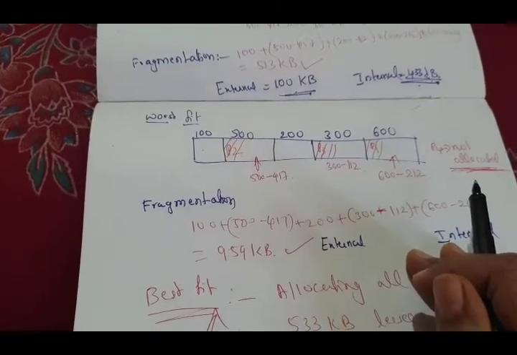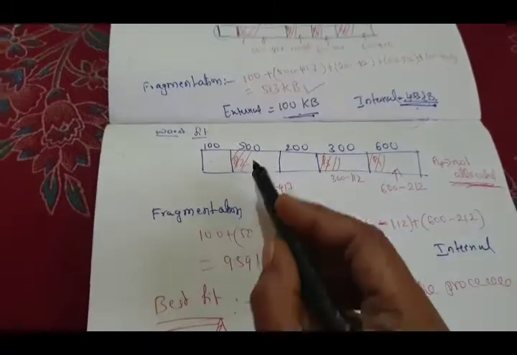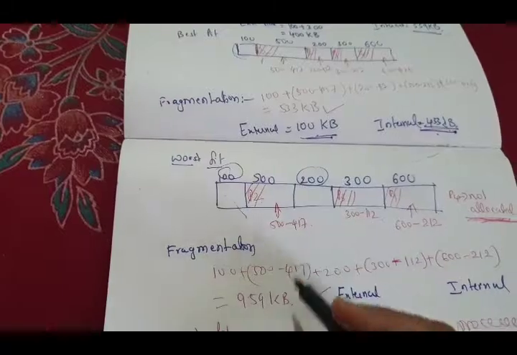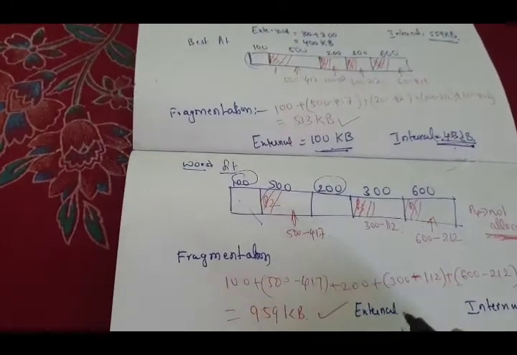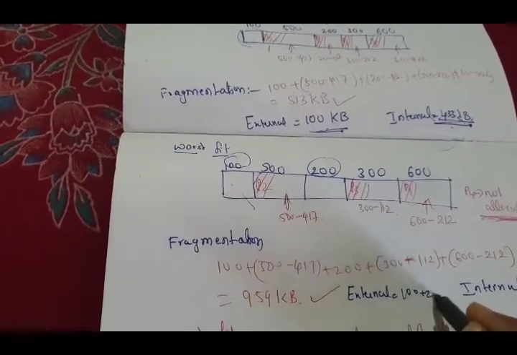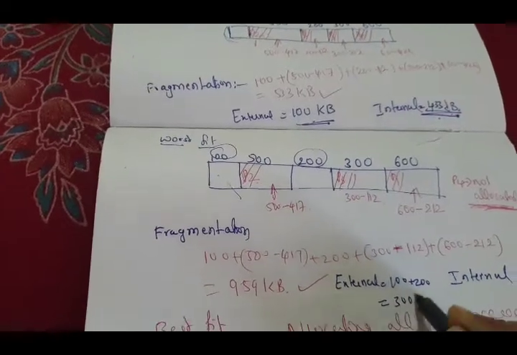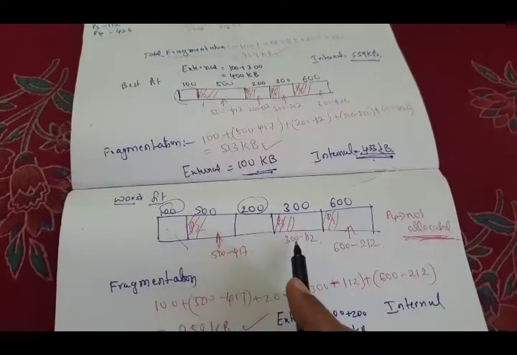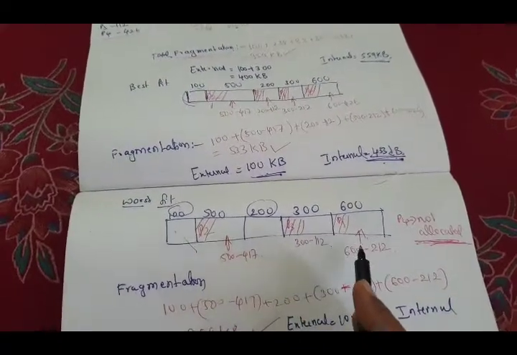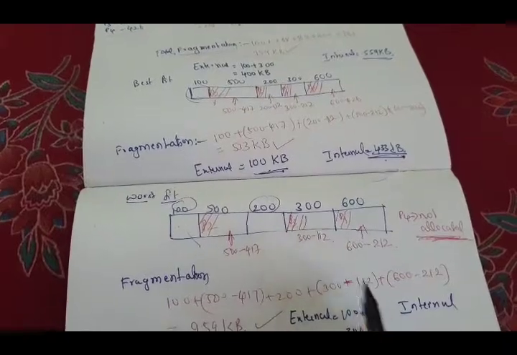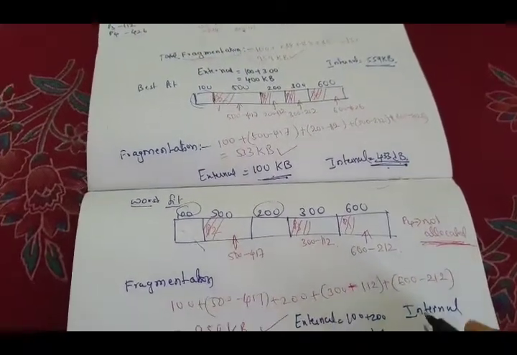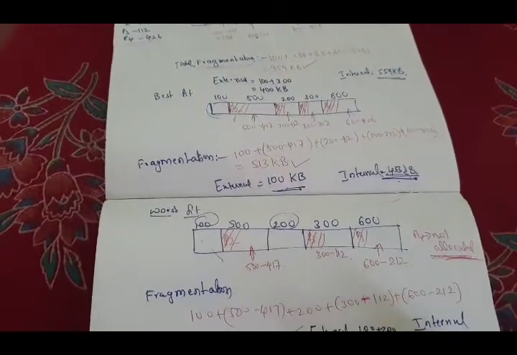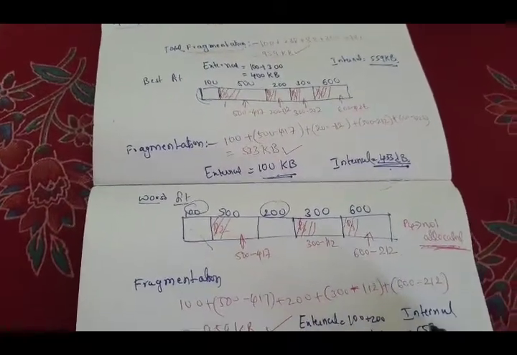Similarly for the worst fit, we are left out with two blocks, this 100 KB block and this 200 KB block. So external will be 100 plus 200, a total of 300 KB of external fragmentation. Internal fragmentation is 500 minus 417, plus 300 minus 112, plus 600 minus 212. That will be around how much? 659 KB, I guess. Yes. So internal fragmentation is 659 KB.